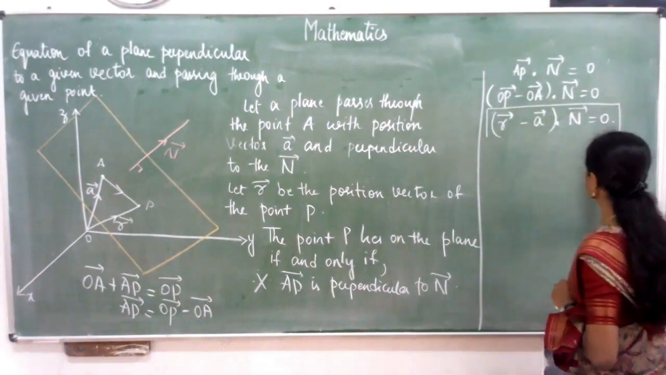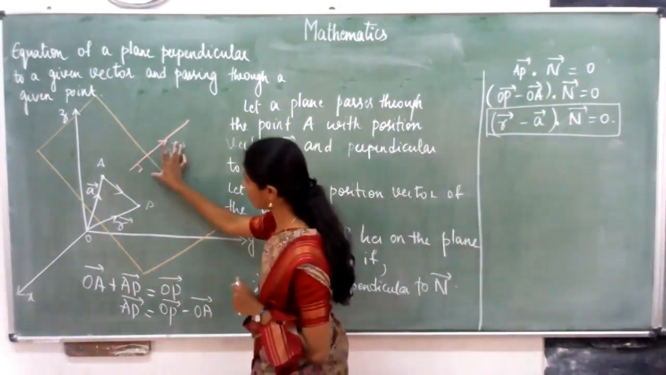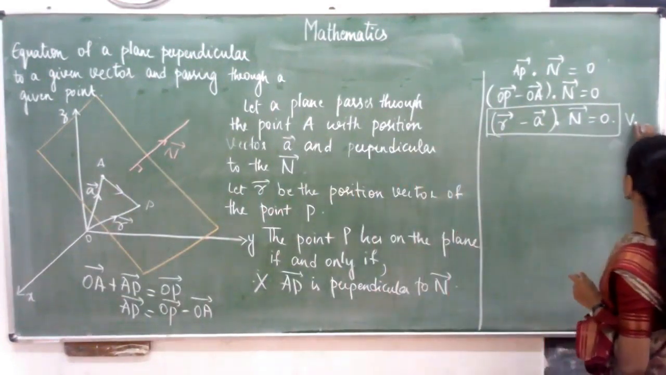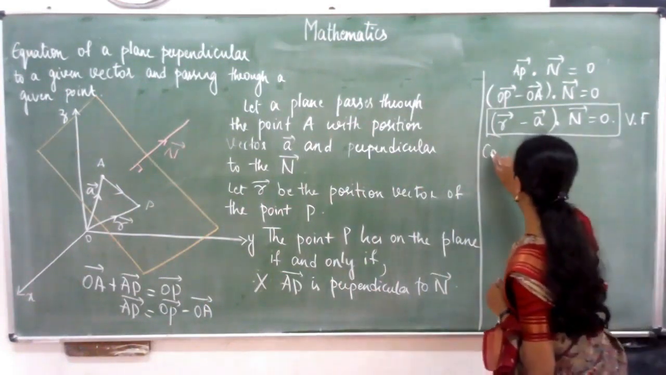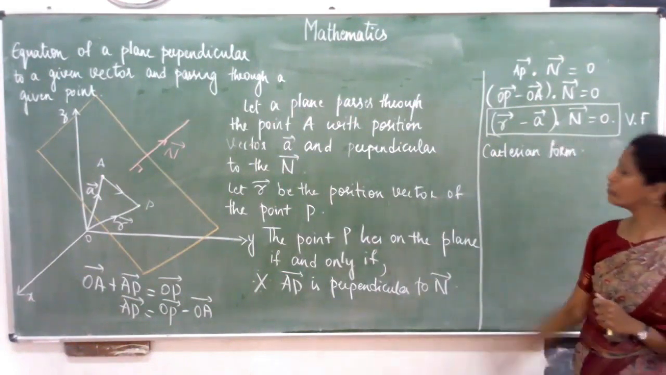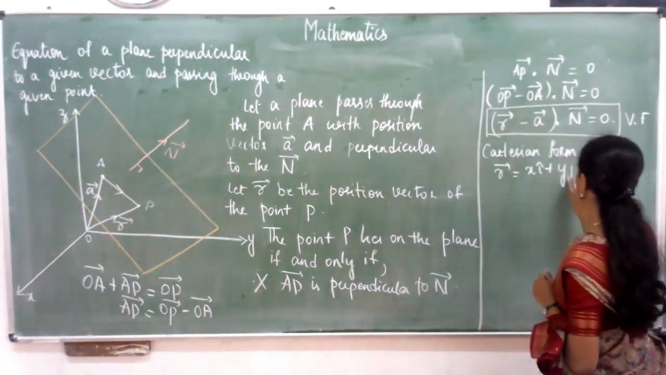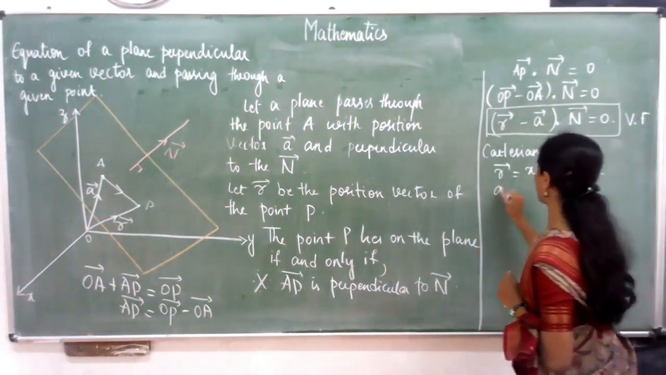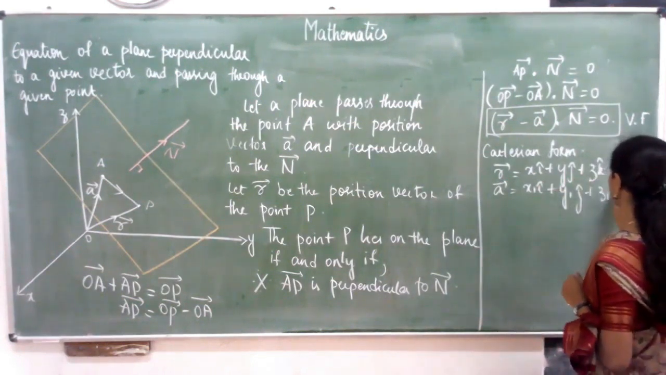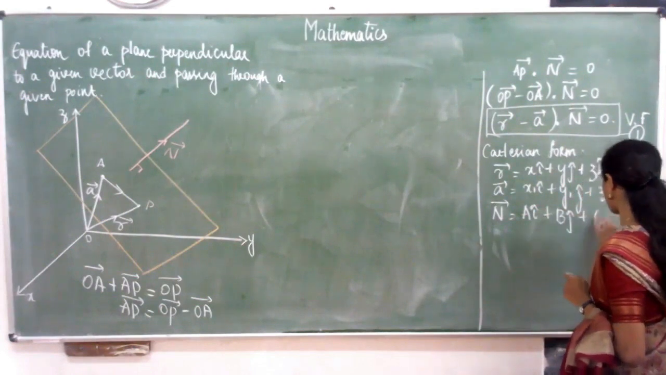So this is the vector form of the equation of the plane perpendicular to a given vector and passing through a given point. Let us derive its Cartesian form. So this is the vector form. In order to derive its Cartesian form, let us write the components of vector R and A. Vector R is x i cap plus y j cap plus z k cap, and vector A is x1 i cap plus y1 j cap plus z1 k cap. Vector N is a i cap plus b j cap plus c k cap.